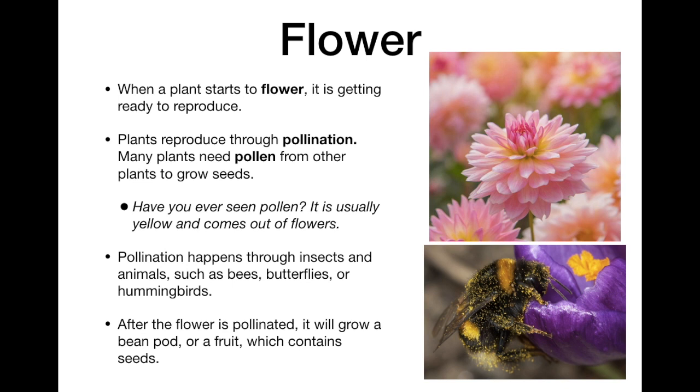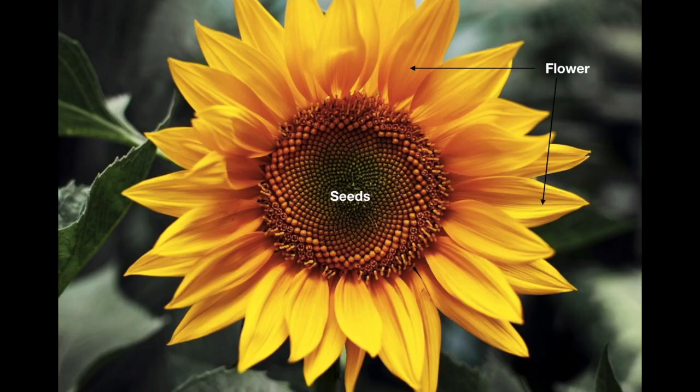Pollination happens through insects and animals such as bees, butterflies, or hummingbirds. This happens when they go to the plant to get nectar from it. They are covered in pollen, and as they are going from flower to flower, they are spreading the pollen. After the flower is pollinated, it will grow a bean pod or a fruit which contains seeds.